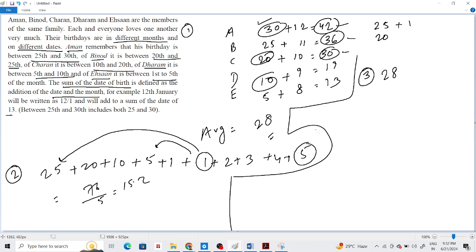Okay, understood Ishika? Yes, sir. Niladri?